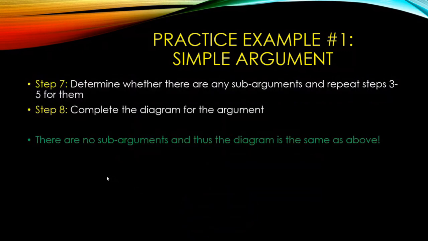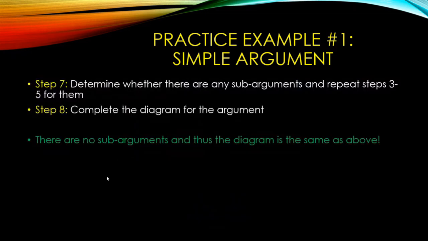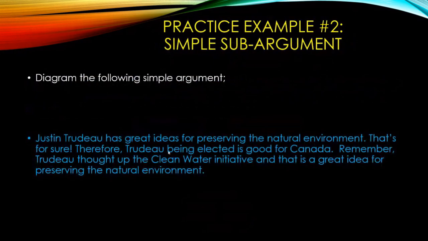Step 7, determine whether there are any sub-arguments and repeat steps 3 through 5 for them. Well, are there any sub-arguments? No, there's nothing. Everything is used in the main argument. So there is no sub-argument here at all given by the author. So how do we complete the diagram? Well, it's the same as above. This is the final diagram because there are no sub-arguments.